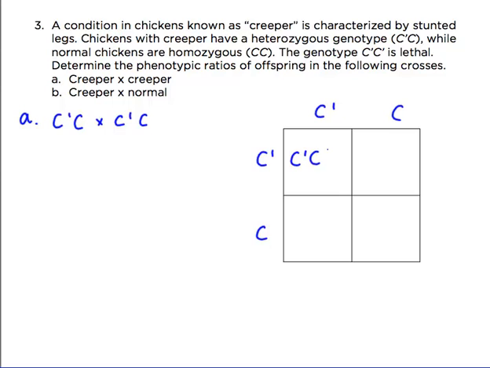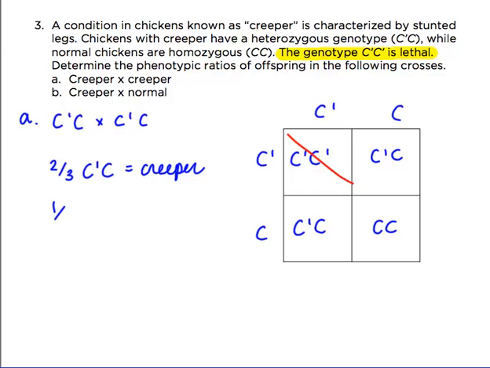So you have C'C', C'C, C'C, and CC. Now remember, C'C' is lethal. So therefore, this offspring won't ever be born, and there's only 3 viable offspring. So let's see the phenotypic ratios of these. You have 2 out of 3 C'C, and that equals creeper. And 1 out of 3, you have CC, and that equals normal. So the phenotypic ratio for this cross would be 2 creeper to 1 normal.